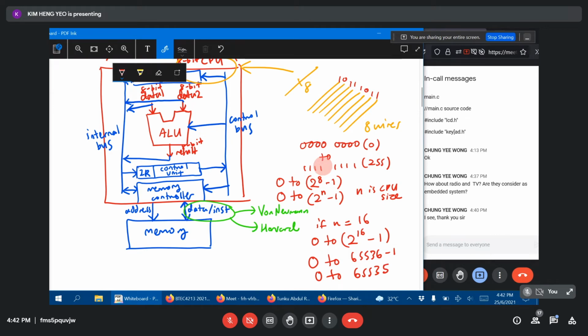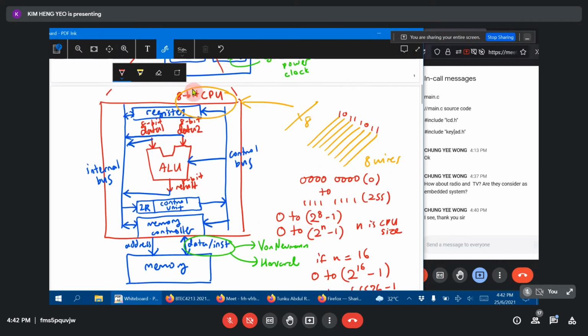Does that mean that we can only deal with this number size? No. Actually, you can combine multiple registers. If you combine two 16-bit registers, you get a 32-bit number. You combine four 8-bit registers, you get a 32-bit number. You combine eight 8-bit registers, you get a 64-bit number. But the operation will be slower because the ALU can only operate on 8 bits at any one time. So you need multiple operations just to deal with one 64-bit data if you're using an 8-bit CPU, for example.